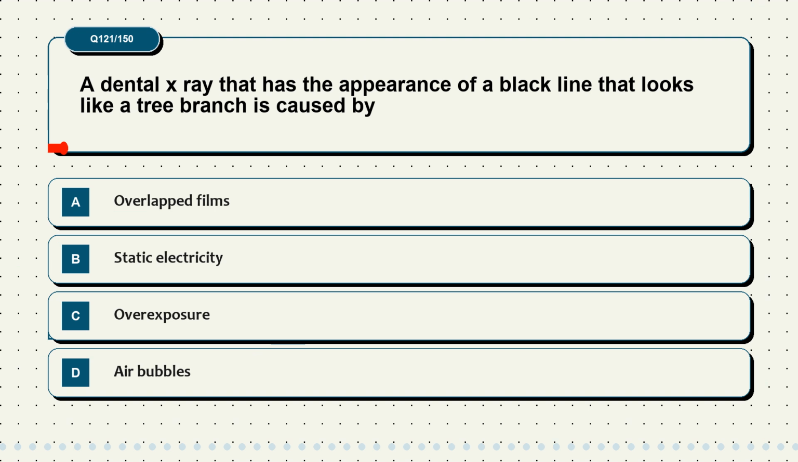Question 121. A dental X-ray that has the appearance of a black line that looks like a tree branch is caused by. Here are the options. Option A. Overlapped films. Option B. Static electricity. Option C. Overexposure. Option D. Air bubbles.